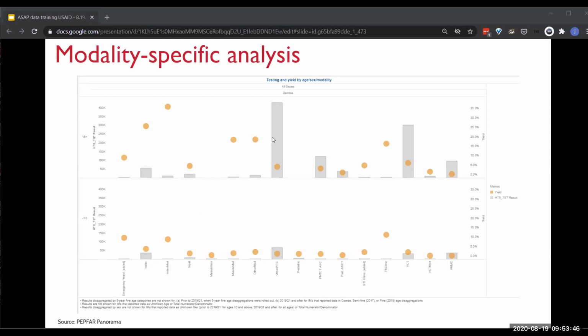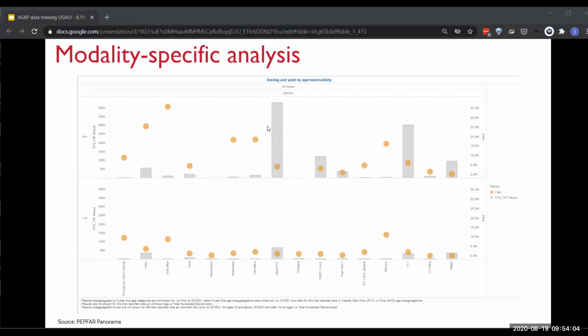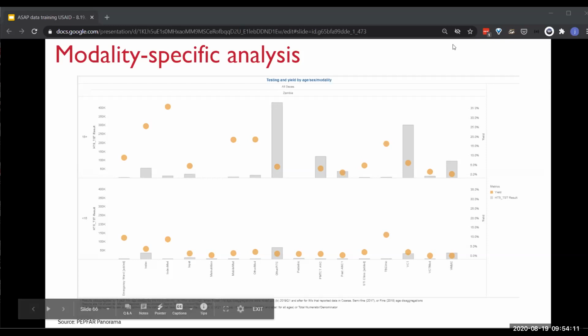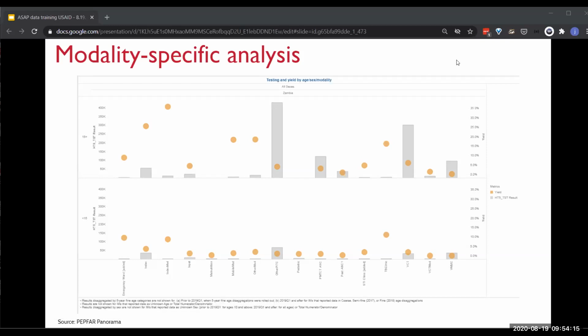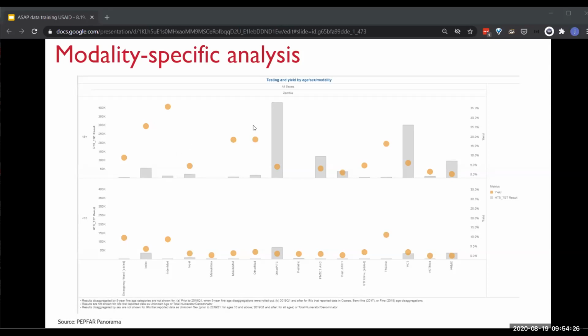You can see here your bars are the volume of tests. The dots are the yield or the positivity rate. This is Zambia for all sexes, over 15 and under 15. Volume-wise, for example, this very large bar in the middle, they have almost 400,000 tests in what's called other PITC. But the yield here is relatively low, just under 5%. Compared to index testing, which has a very small volume, probably around 6,000, but a positivity yield of almost 35%. This allows you to look across modalities. Most of your tests are in other PITC, but you're getting very high positivity rates from your index testing.